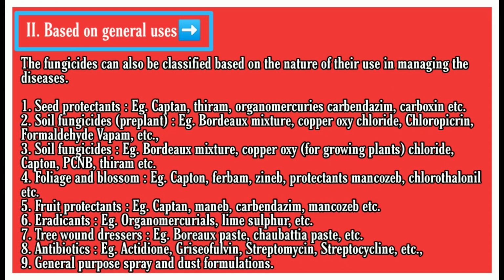2. Based on general uses, the fungicides can also be classified based on the nature of their use in managing the diseases. 1. Seed protectants, e.g., captan, thiram, organomercuries, carbendazim, carboxin, etc. 2. Soil fungicides, pre-plant, e.g., Bordeaux mixture, copper oxychloride, chloropicrin, formaldehyde, vapam, etc. 3. Soil fungicides for growing plants, e.g., Bordeaux mixture, copper oxychloride, captan, PCNB, thiram, etc. 4. Foliage and blossom protectants, e.g., captan, ferbam, zineb, mancozeb, chlorothalonil, etc.